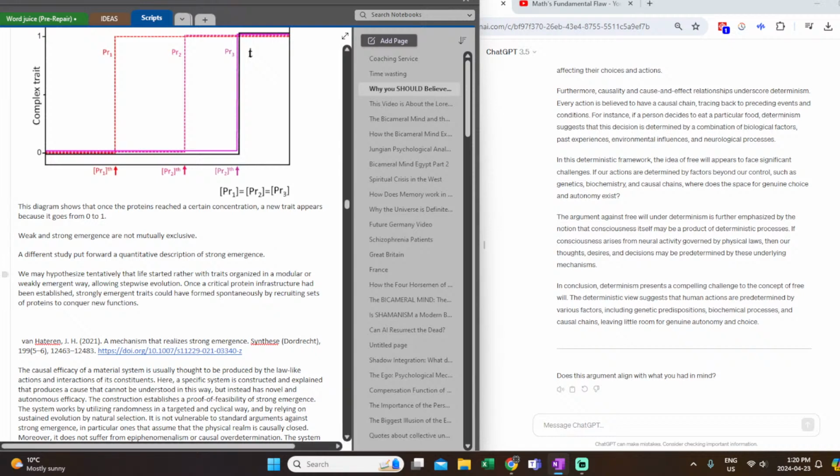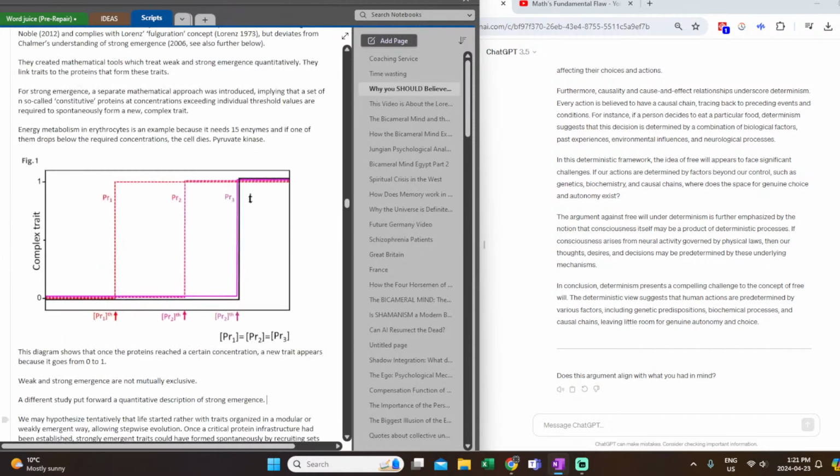Okay, we may hypothesize tentatively that life started rather with traits organized in a modular or weakly emergent way, allowing stepwise evolution. Once a critical protein infrastructure had been established, strongly emergent traits could have formed spontaneously by recruiting sets of proteins to conquer new functions. So they talk about pyruvate kinase. There's a bunch of things that are interesting here. For one, it shows that pyruvate kinase and what it does is a strongly emergent phenomenon.